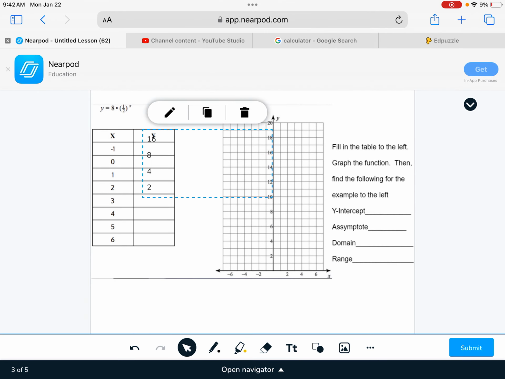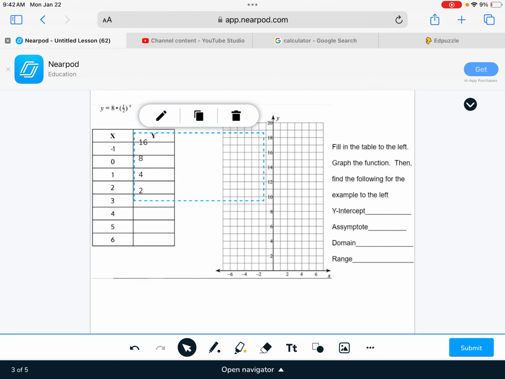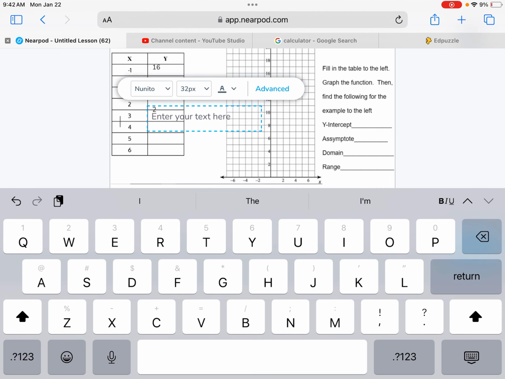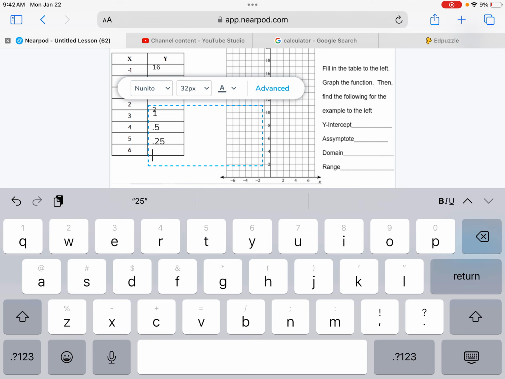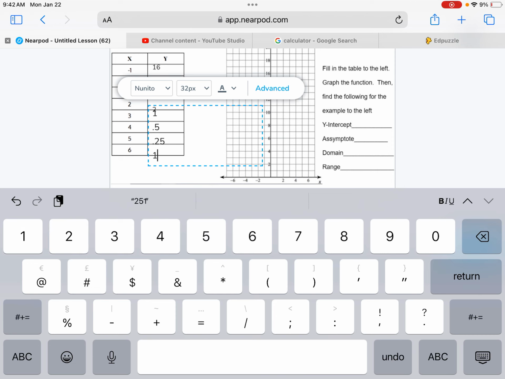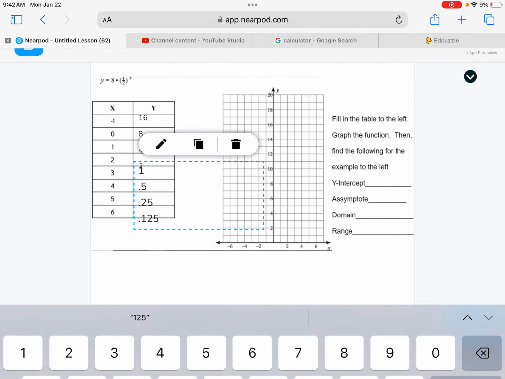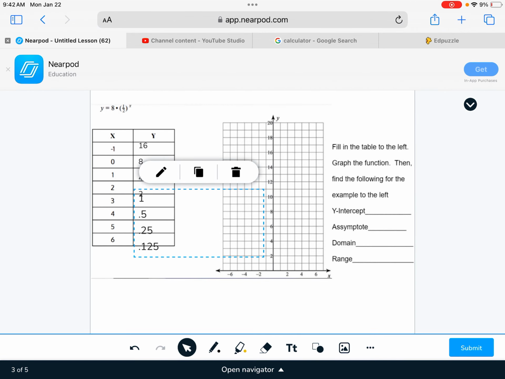Nah, it ain't pulling any closer together. Whatever. All right, I'll just keep it going. For that 3, I'm gonna end up having 1. For the next one down, I'm gonna have 0.5. I'm going to have a 0.25, and I'm going to have a 0.125. All right, that's going to fill in this table over here.